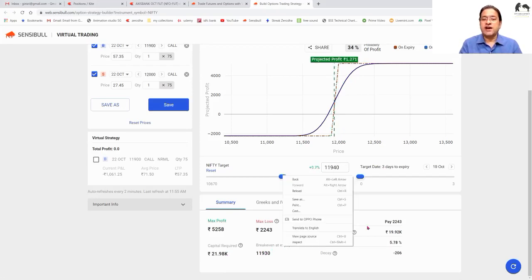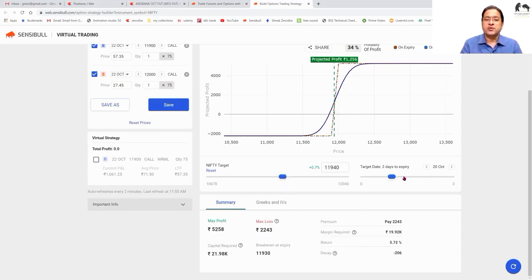But still, we have 3 days to expire. Now, let's look at when the market expires. Let's say it expires at this point, then there is a profit of about 758, and at any closure above, the maximum profit can be 5258, as you can see, by the time of expiry. And even your losses are clearly defined at 2243.